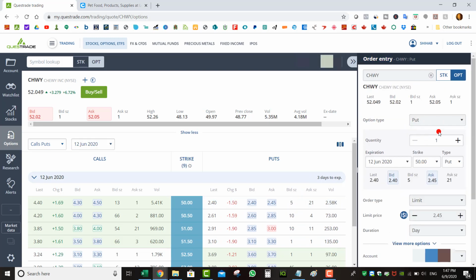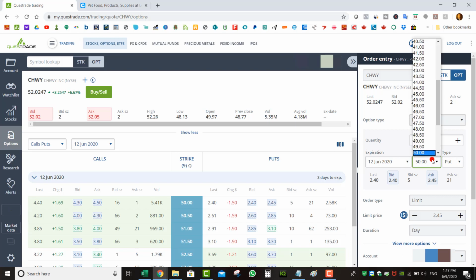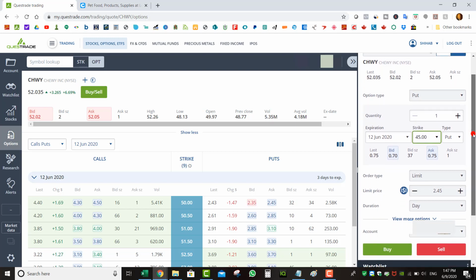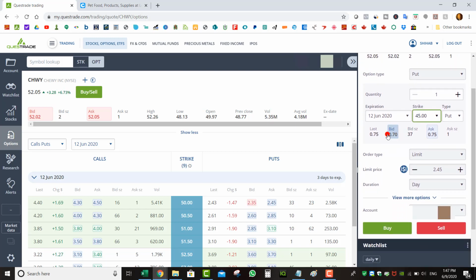The order entry window updates automatically. I've got a put, and then I'll choose the strike that I want. I wanted the 45 strike because it's 7 points lower than the current market price, 7 points being the expected move that we calculated based on the value of the straddle. You can see that the bid is 70 and the ask is 75. So if I want to sell a naked put, I simply click on any price I want here.